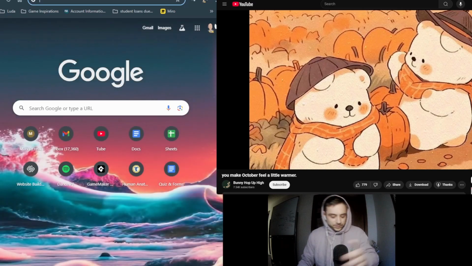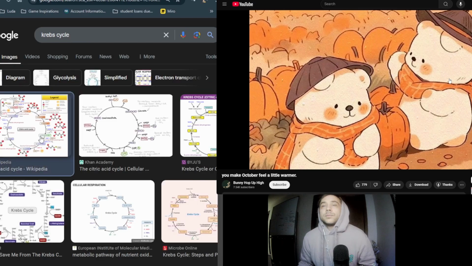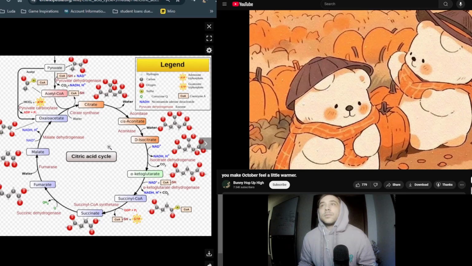Let's double check this. First carbon dioxide doesn't even come off of it. The second carbon dioxide does.